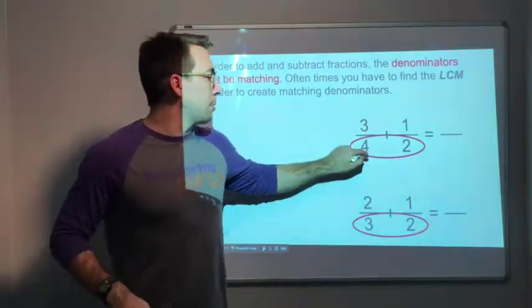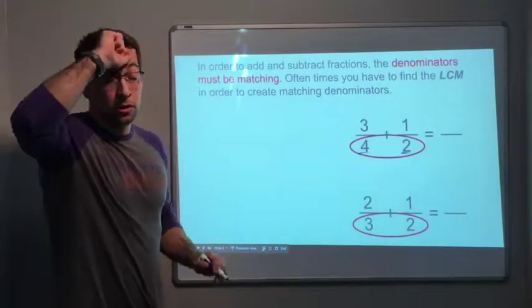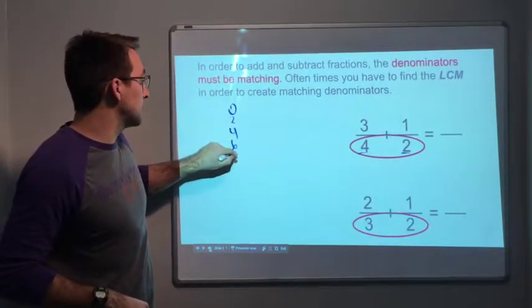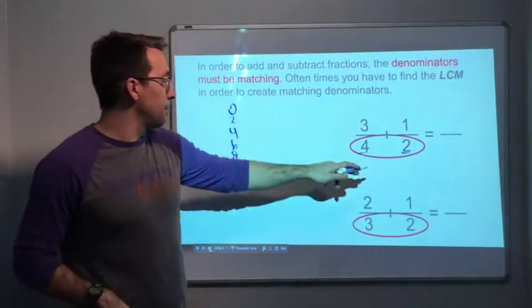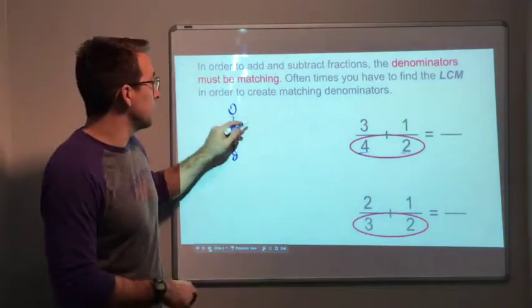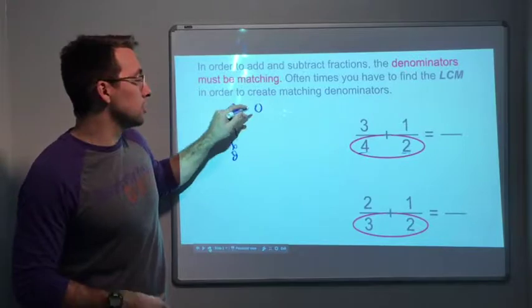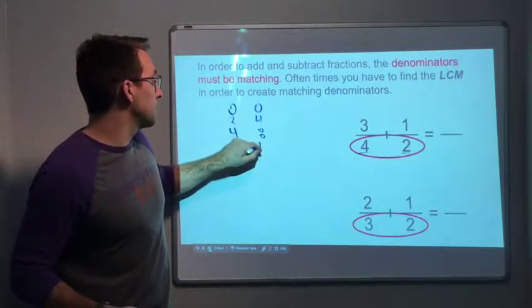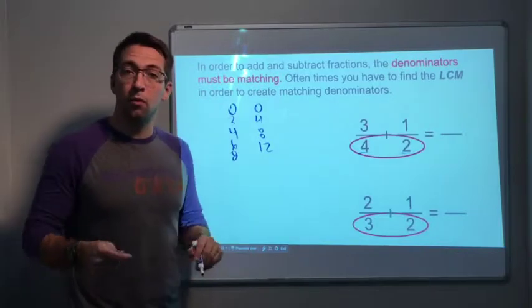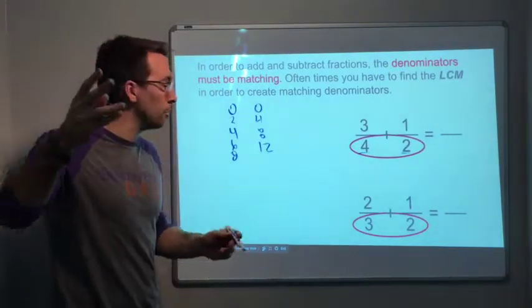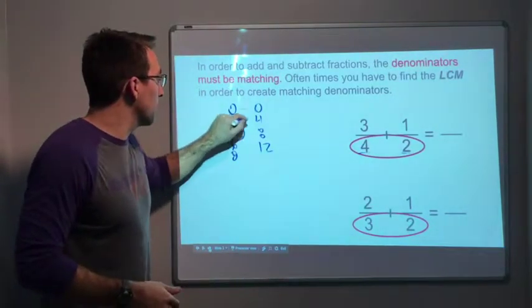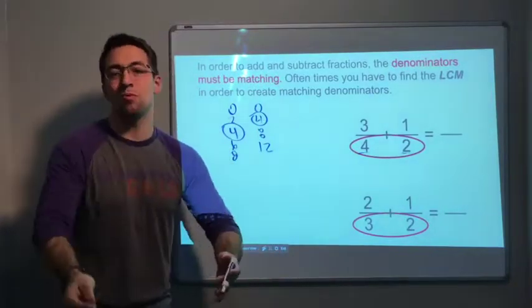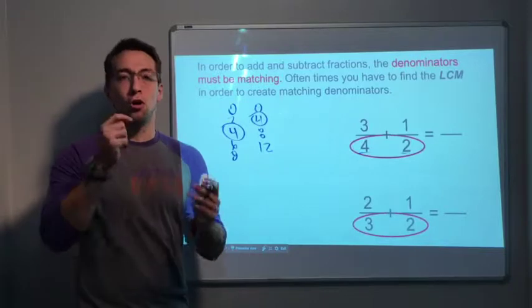The least common multiple of 4 and 2. Let's look at 0, 2, 4, 6, 8. That is with the 2's, clearly, right? And then let's look at multiples of 4: 0, 4, 8, 12. What is the least common multiple? Here's a 4, here's a 4. So this is why least common multiples are important.